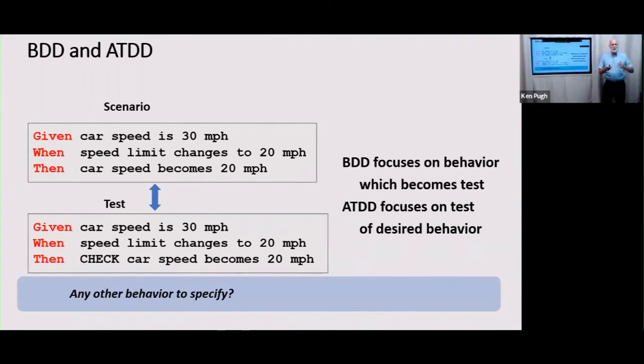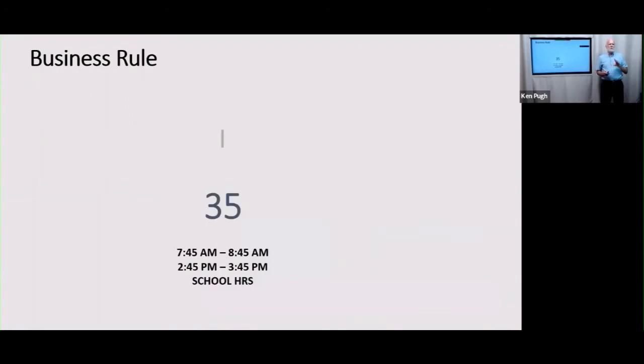Any other behavior we want to specify? Maybe things about how fast it speeds up or slows down. Do we want to just put those brakes on as quickly as possible, or do we want to be mileage sensitive and just sort of drift to the 20 miles per hour? So here is a business rule. Oh, look at that. 35 miles per hour and we are in a school zone. So the speed limit is going to vary in school zones.